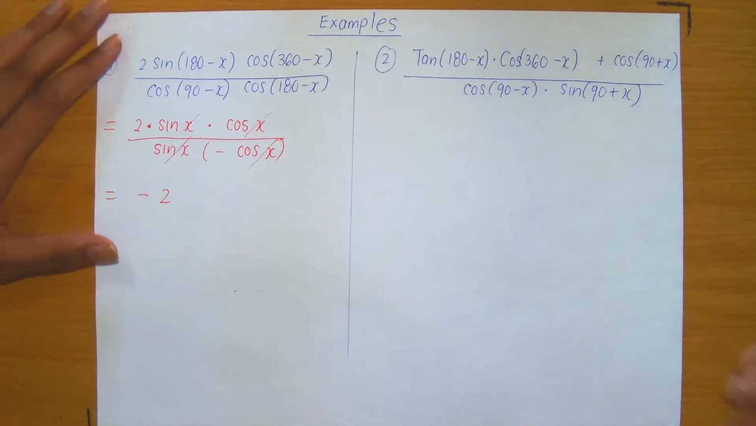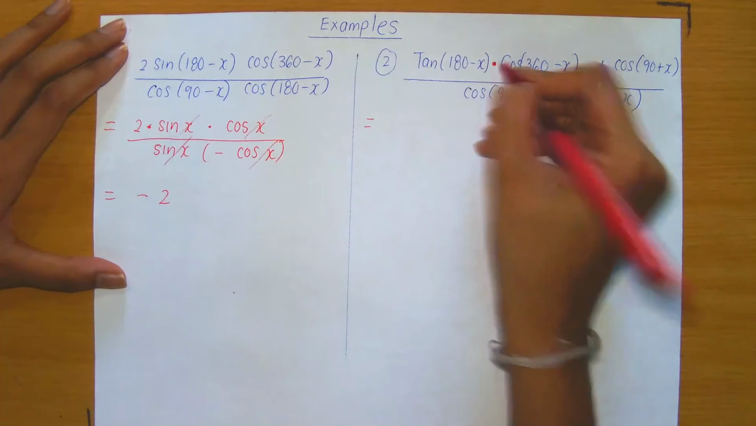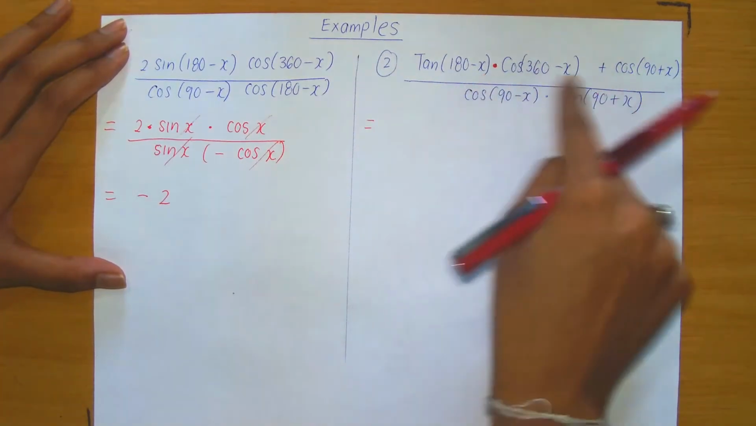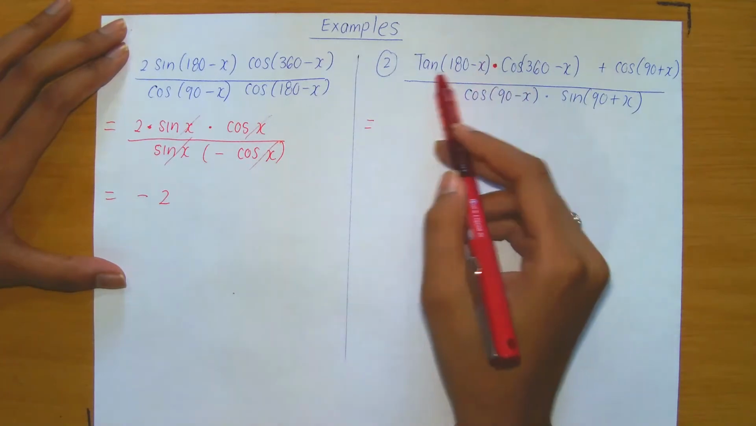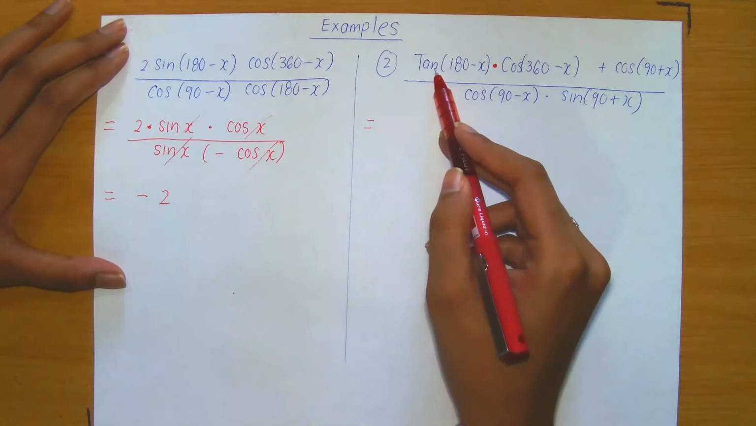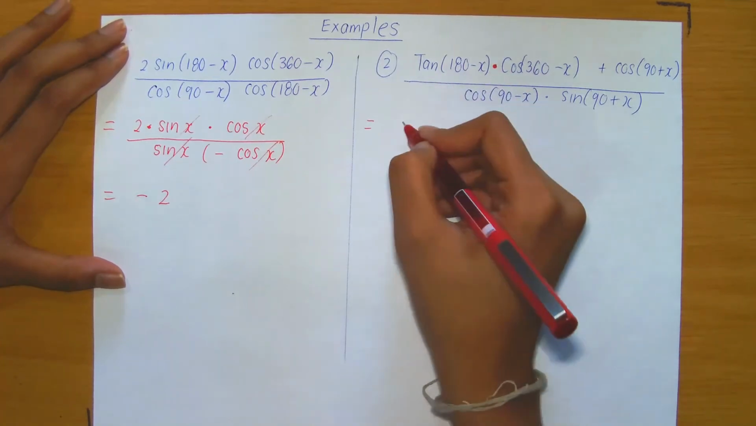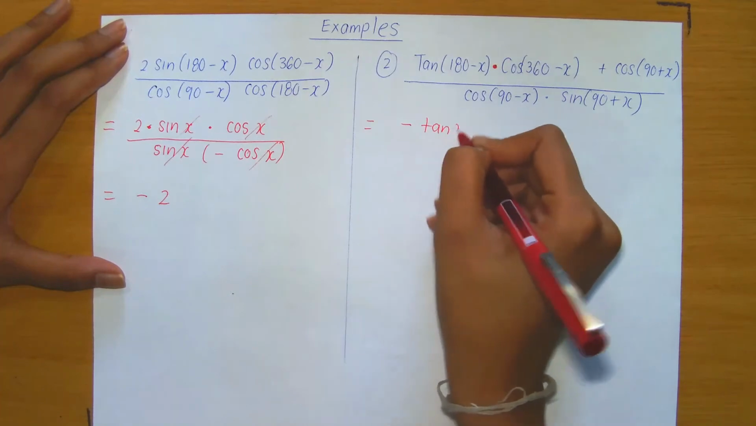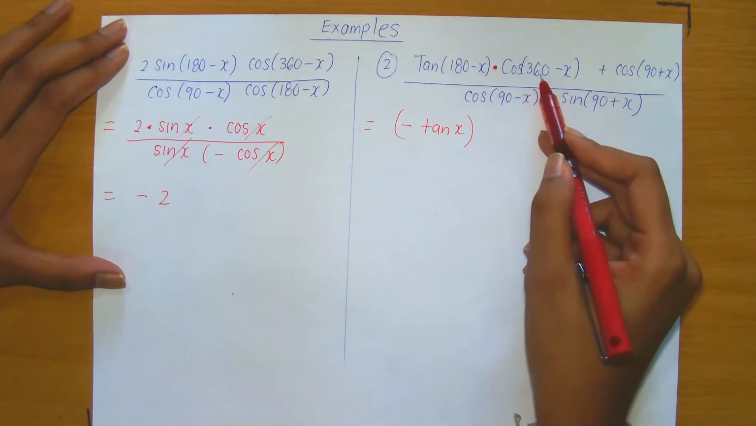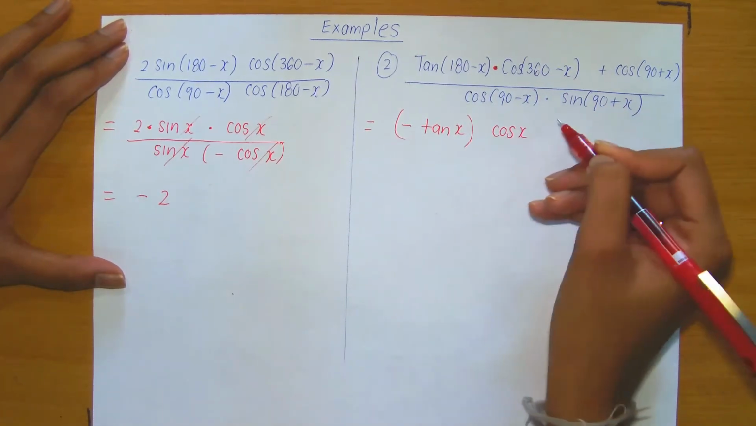Let's look at the next question. Remember, these are being multiplied and then added to cos of 90 plus x. So let's simplify in the numerator. Tan of 180 minus x is in the second quadrant, and in the second quadrant only sine is positive, so I know I'm going to get back a negative answer here, so this is minus tan x. I'm multiplying to cos of 360 minus x. This is in the fourth quadrant, only cos is positive, so this is cos of x.